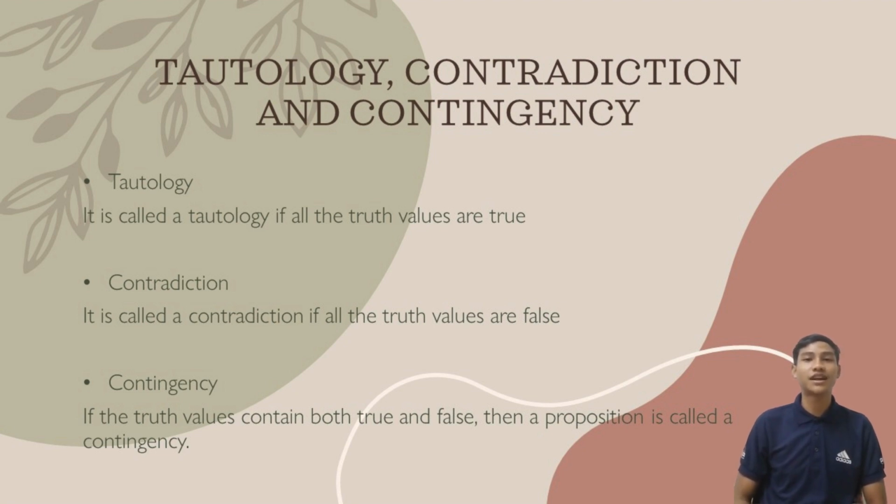Second is contradiction. Contradictions are statements that are always false. For example, the triangle is a circle. Last is contingency. Contingencies, often called contingent statements, are true in some cases and not true in others. For example, if you have a cat, you won't have mice.